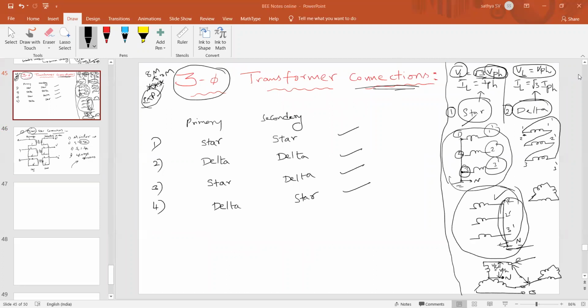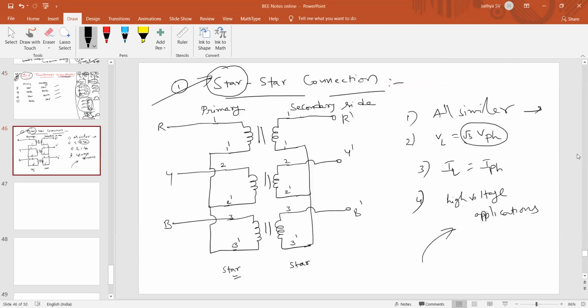In which connection should the current value be lesser, star or delta? Star, sir. So I will go back to this slide again. In star connection we are having high voltage, right? But the current value I will mention as a third point. Fifth point: current has less value.